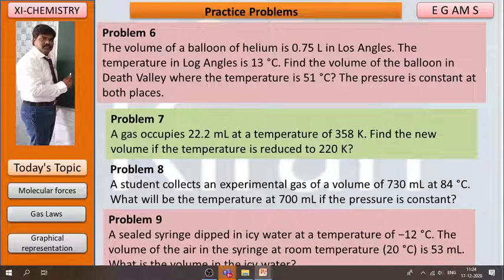A sealed syringe is dipped in ice water at a temperature of minus 12 degrees centigrade. The volume of the air in the syringe at room temperature, 20 degrees centigrade, is 53 ml. What is the volume in the ice water?